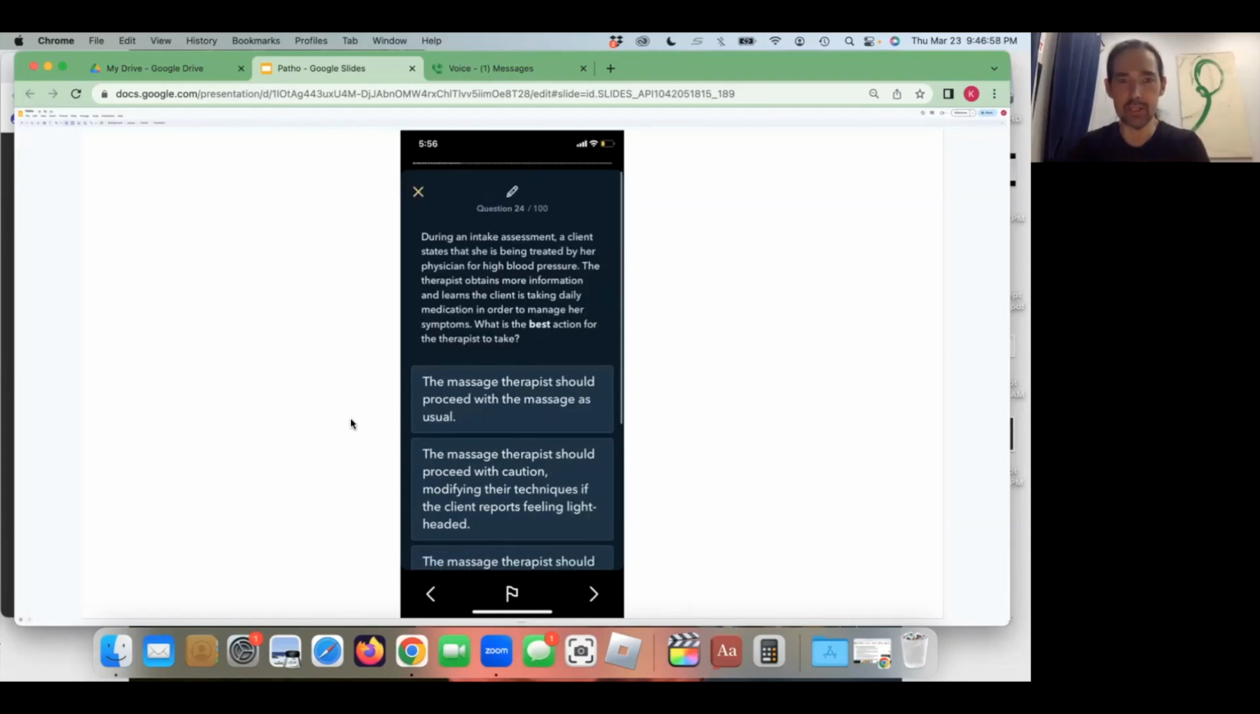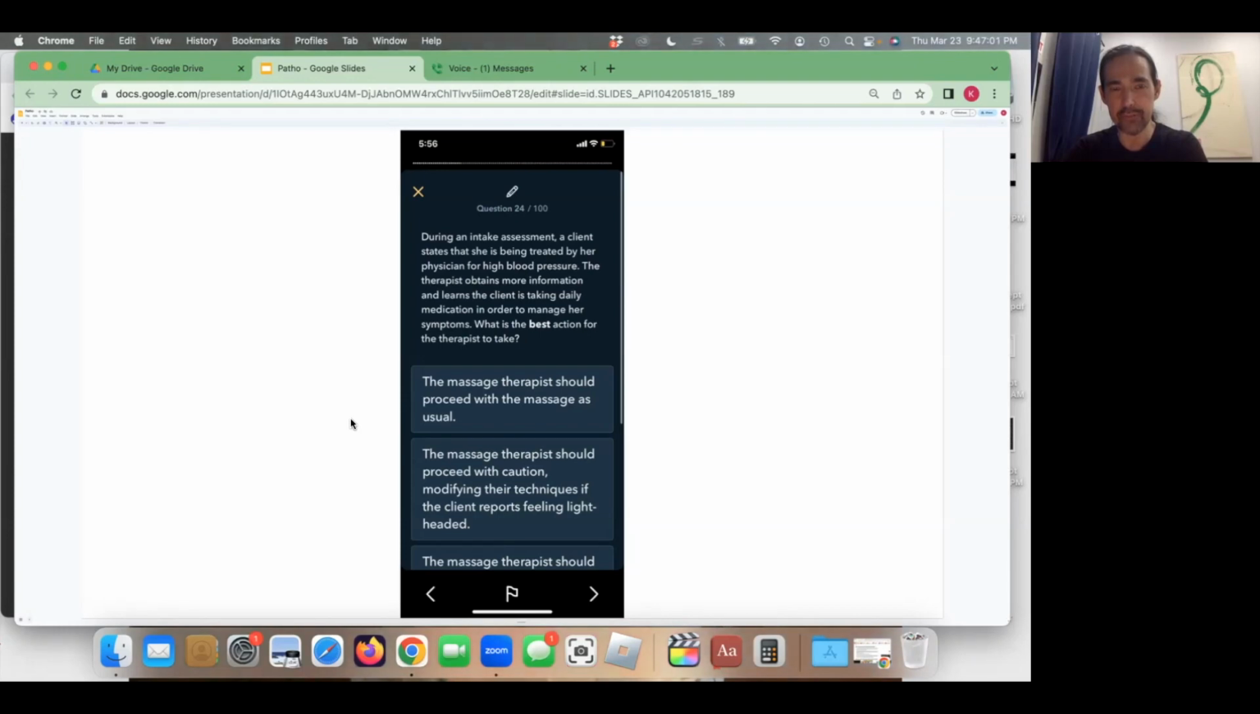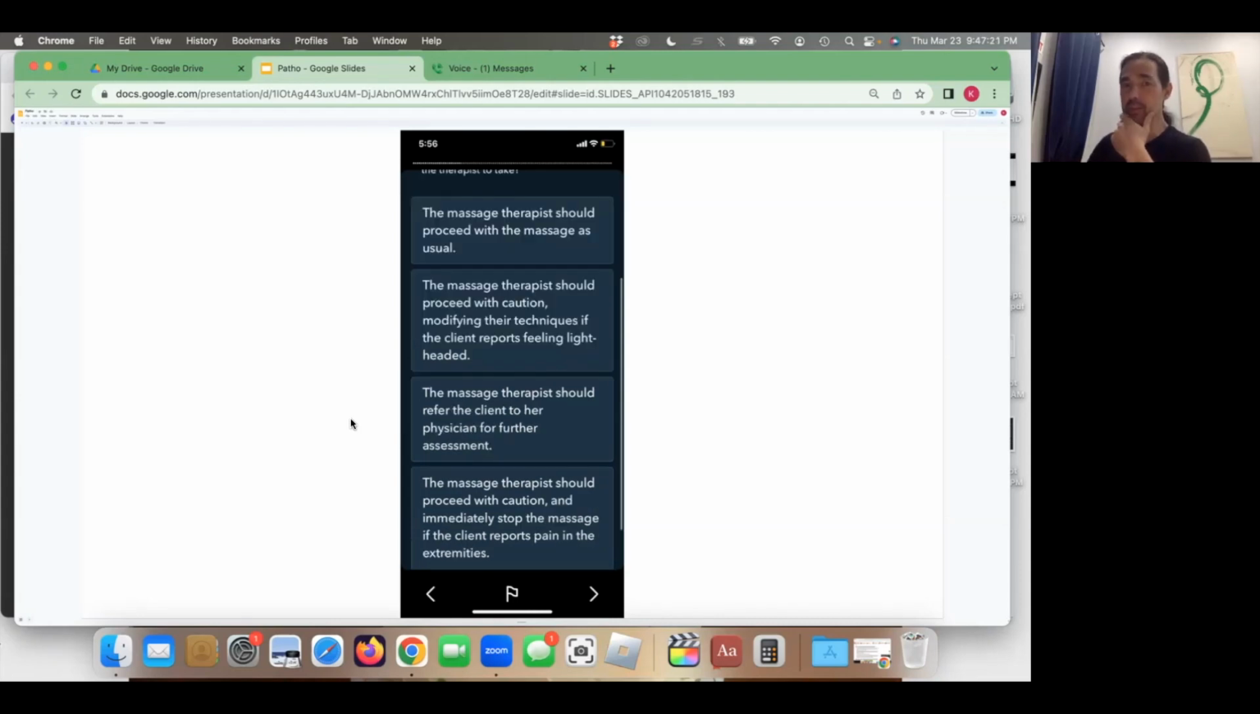During an ankle assessment, a client states that she is being treated by her physician for high blood pressure. The therapist obtains more information and learns the client is taking daily medication in order to manage her symptoms. What is the best action for the therapist to take? The massage therapist should proceed with the massage as usual. The massage therapist should proceed with caution, modifying their techniques if the client reports feeling lightheaded. The massage therapist should refer the client to her physician for further assessment. The massage therapist should proceed with caution and immediately stop if the client reports pain in the extremities.